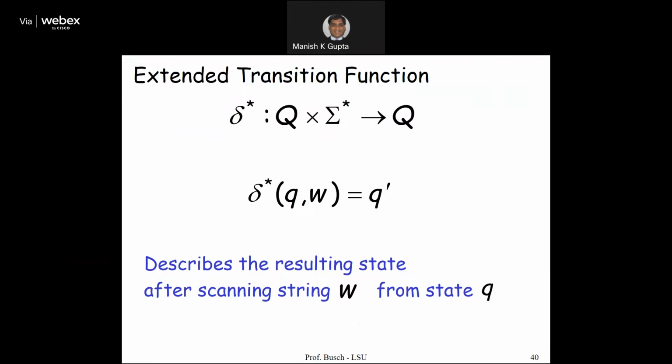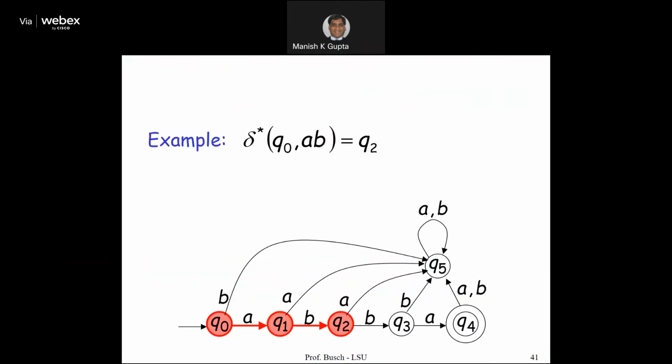Then we also describe what is known as the extended transition function, delta star. The delta transition function works on a single symbol. Delta star works on a bunch of symbols. So you are in state q, and after reading a string w, you go to another state q prime. Here is delta star of q naught, ab. You read a and then you read b, you get into q2. So delta star of q naught, ab is q2.